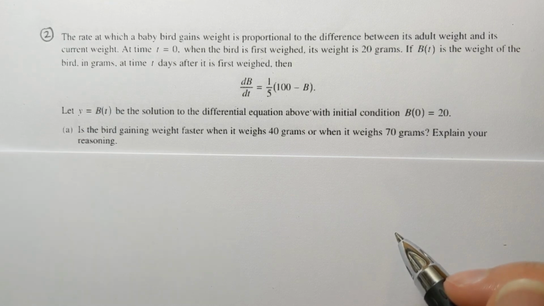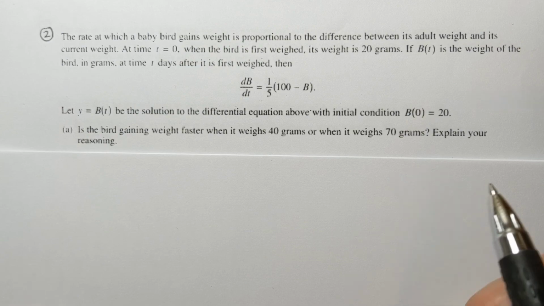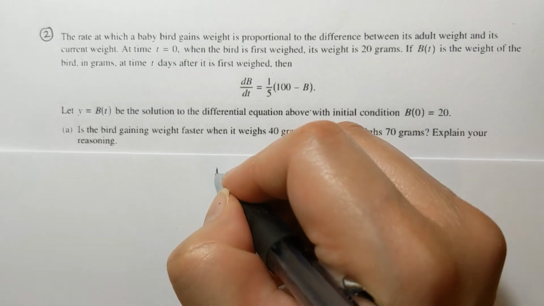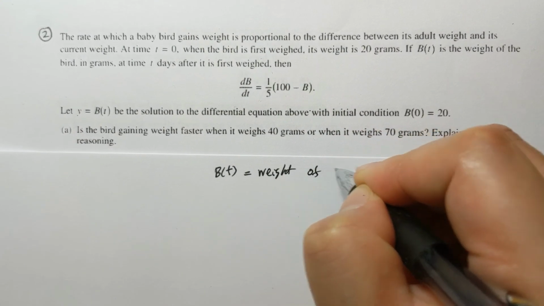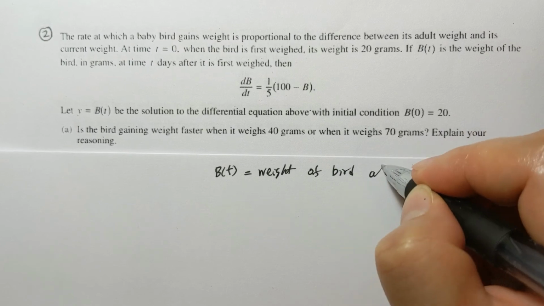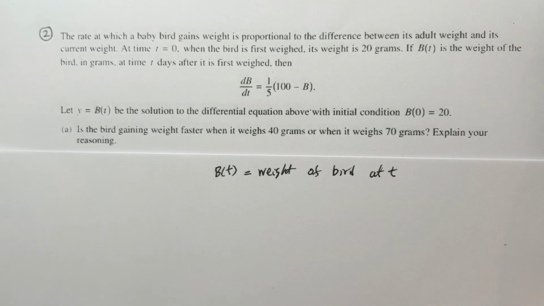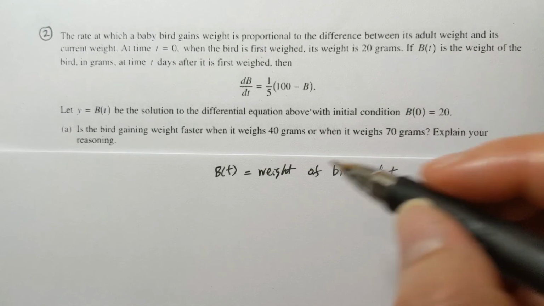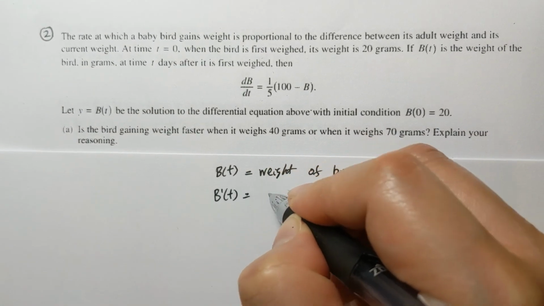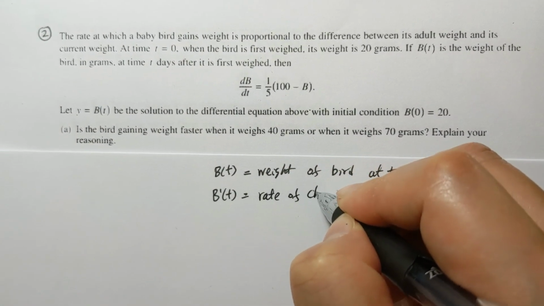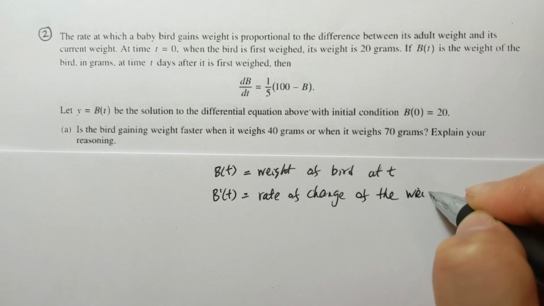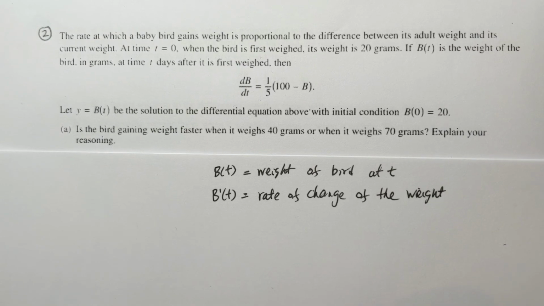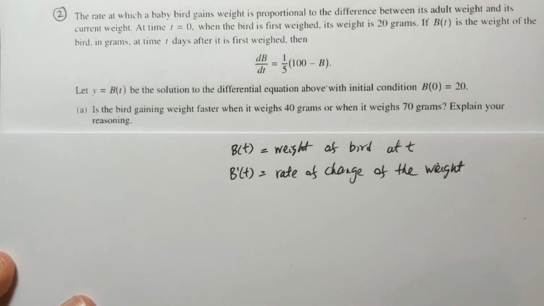Let y equal B(t) be the solution to the differential equation above with initial condition B(0) equal to 20. So we know B(t) is the weight of the bird. It is a function of time, because as time changes, the weight changes. Then B prime(t) is the rate of change of the weight. So now we are going to take a look at part A.